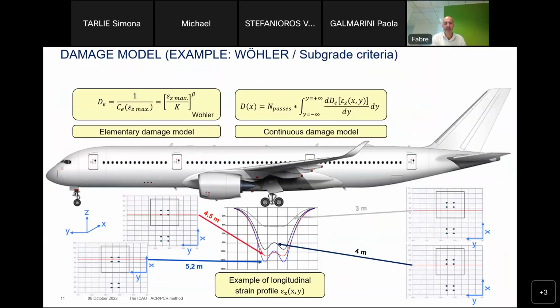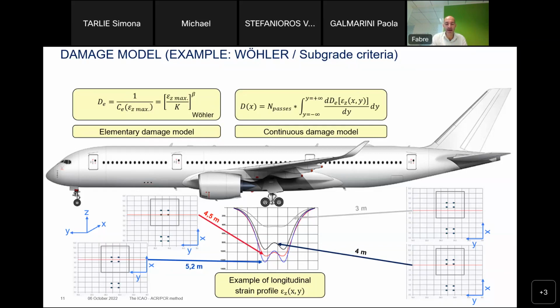So based on this calculation, we can build any longitudinal strain profiles in the defined calculation grid surrounding the studied landing gear. So in this example, I consider the vertical strain on the top of the subgrade. Therefore, we will obtain in this case the subgrade CDF, as we could obtain also the CDF at the bottom of the base layers if we consider the horizontal strains calculated at the base of the lower layer of bituminous material.